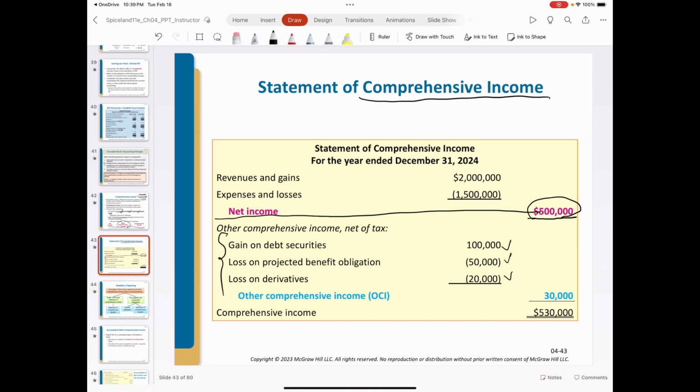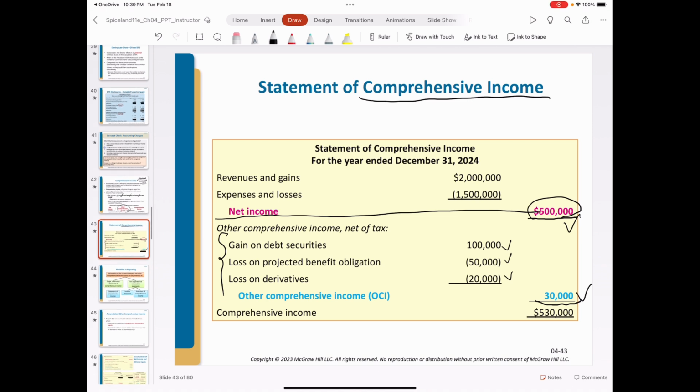They are still reported in the books of the company. So these gains and losses are waiting for realization. And the total change of the position is 30,000 because 100,000 subtract 50,000 and 20,000. So the total other comprehensive income is the sum of these two, 530. So this is also an example of a statement of comprehensive income. It reports realized income and unrealized.